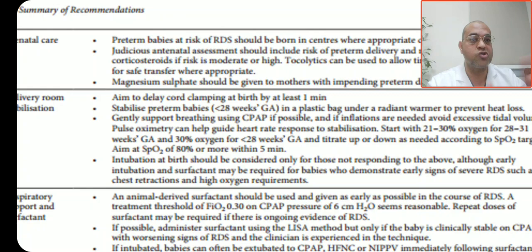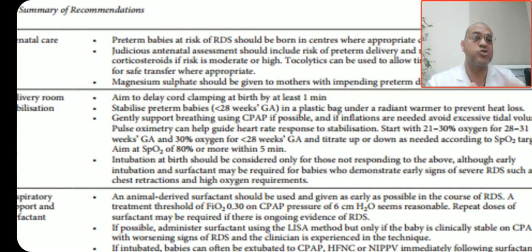If the baby is apneic or gasping, this is an indication for positive pressure ventilation. So the indication for positive pressure ventilation is if the baby's heart rate is less than 100 and the baby is gasping or apneic. You have to give positive pressure ventilation, avoiding excessive tidal volume while you are giving it, and you have to connect the baby to a pulse oximeter to monitor the heart rate and saturations.